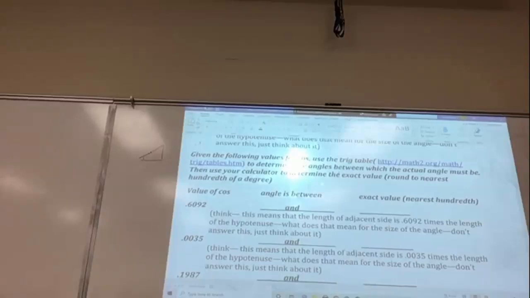So to get this value, we have opposite over hypotenuse. But to get theta, I want to take the inverse of that. So you do second sine, but you type the number in first.